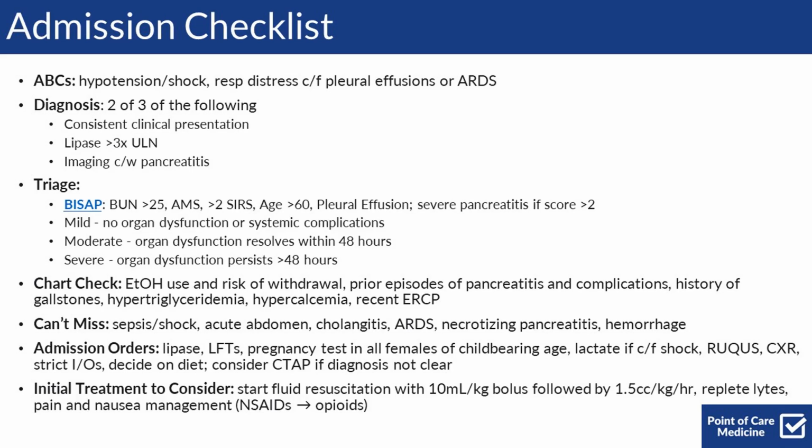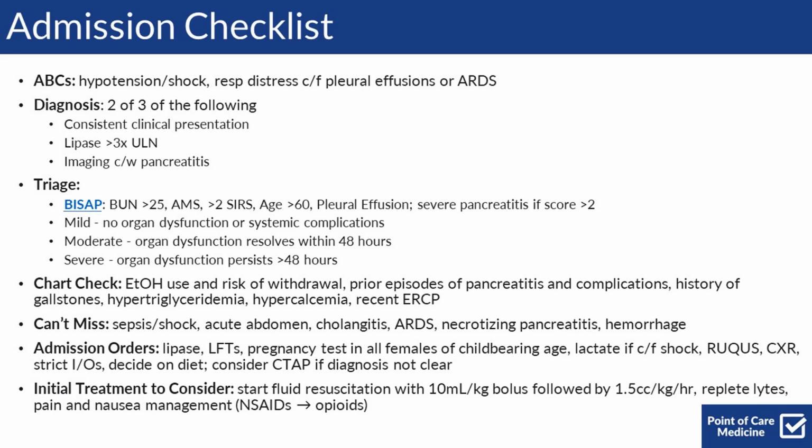For your admission checklist, for the ABCs, assess for hypotension and shock, and respiratory distress that might be concerning for pleural effusions or ARDS. To diagnose pancreatitis, you need 2 of 3 of the following: a consistent clinical presentation, a lipase over 3 times the upper limit of normal, and imaging consistent with pancreatitis. Usually, you can diagnose pancreatitis with the first 2.